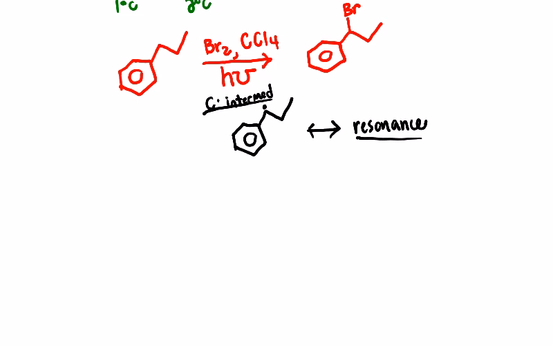As a reminder, sometimes you will see free radical halogenation reactions where we have N-bromosuccinimide as the reactant, NBS for short. So we're going to start with toluene here.